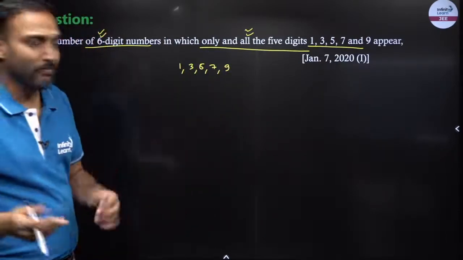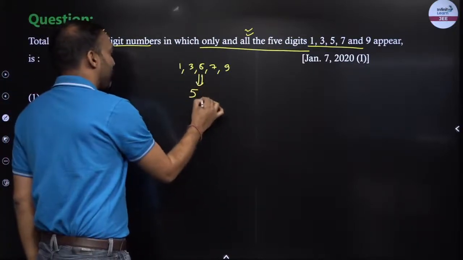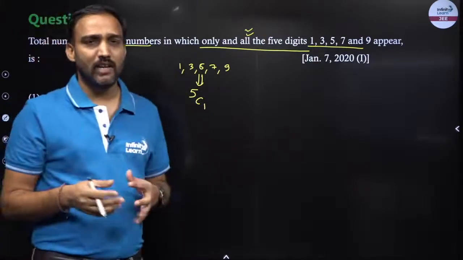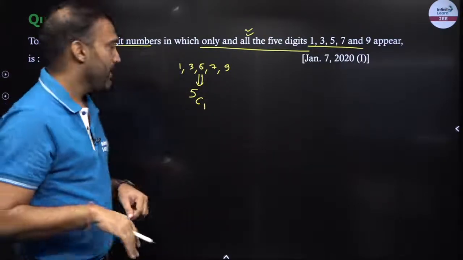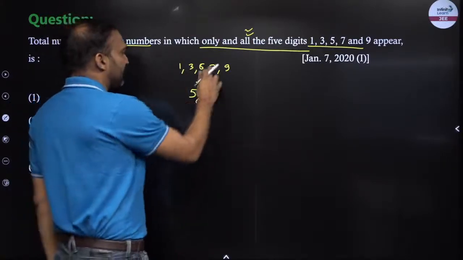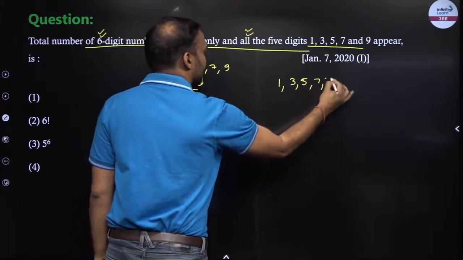Now which one would repeat? 1, 3, 5, 7, 9. So I will select one out of these. Why am I selecting one? The number which I have to repeat. So 5C1, now I got which number to repeat. Let's say in 5C1 you got 7. So now I have 1, 3, 5, 7, 7, 9.